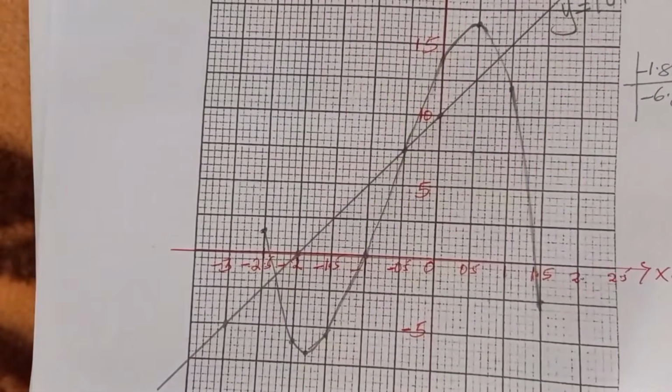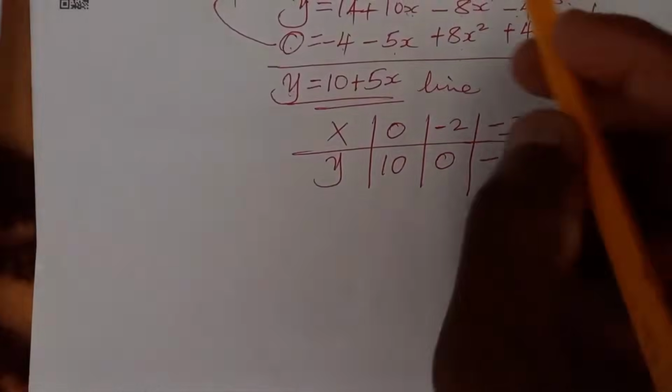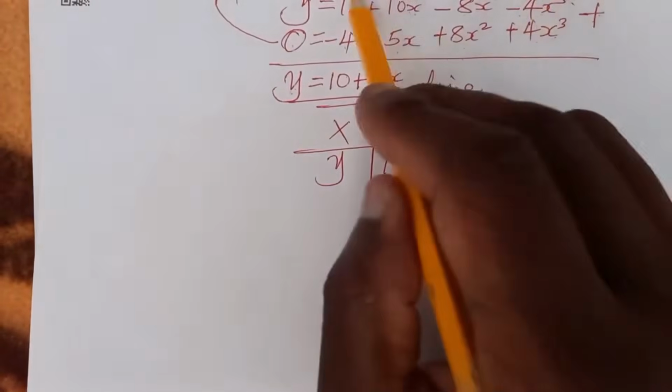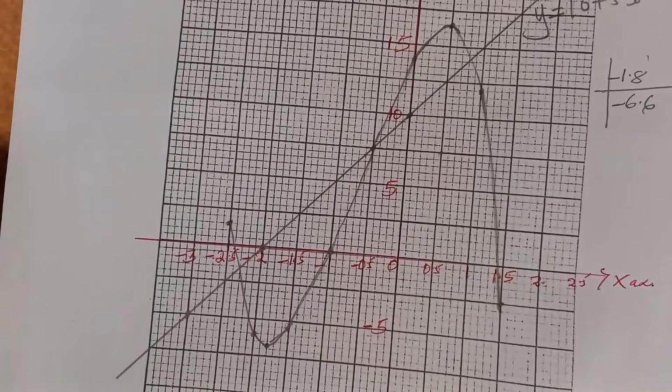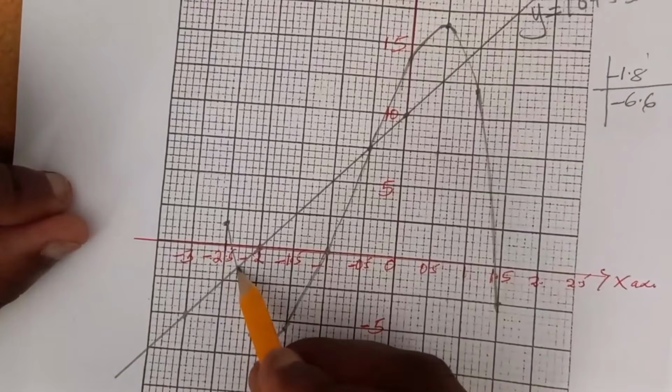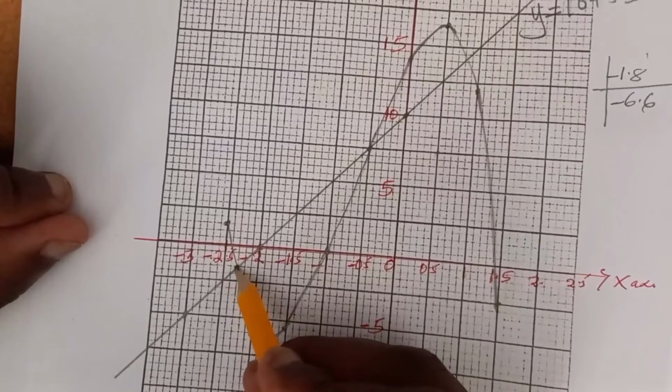How do you now get the solutions? How do you solve? We've drawn this straight line and we solve the equation. So how do you solve that? We simply solve that by checking the points of intersection of that line and the curve. One of the points is here. This is one of the points.